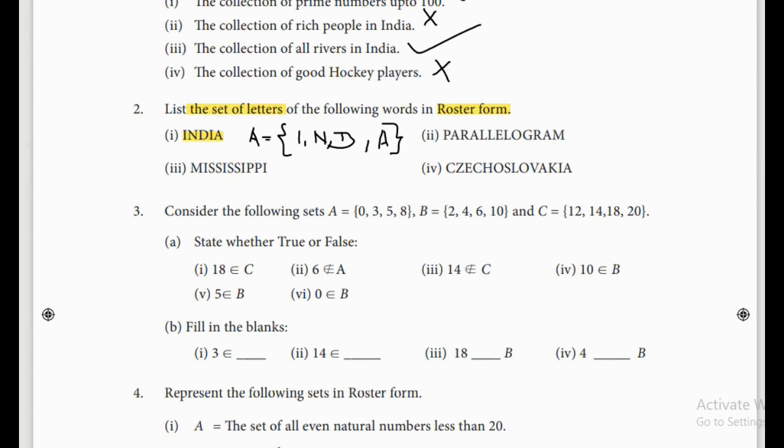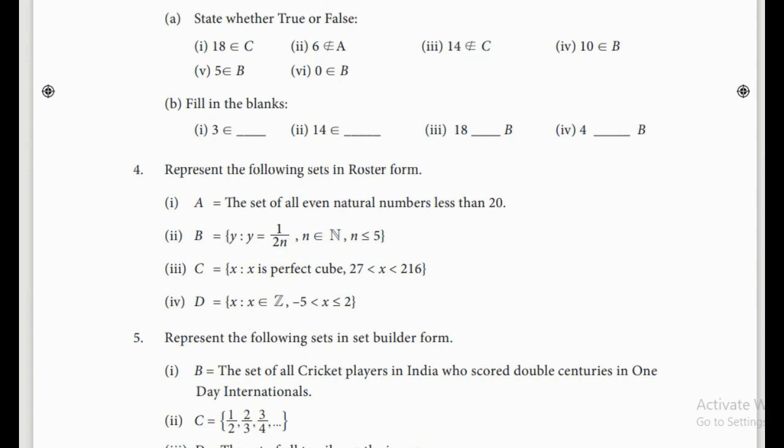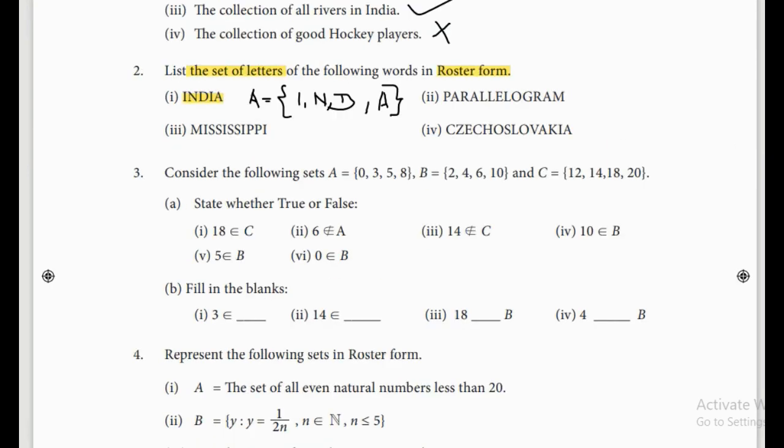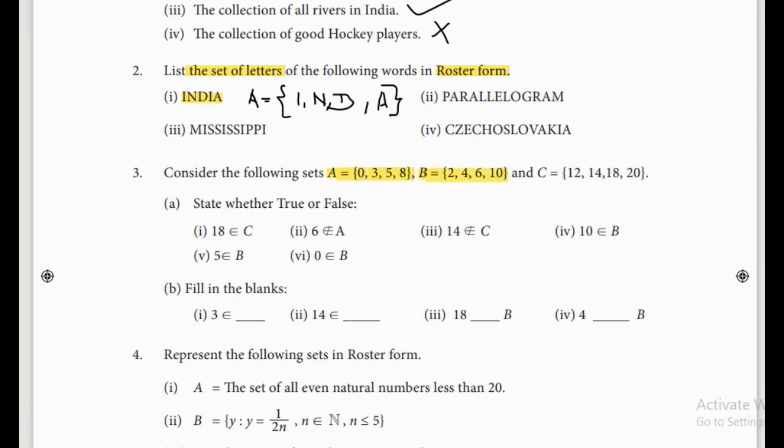Consider the following set A equal to the set of all 0, 1, 2, 1, 3, 5, 8. Then B is given, C is given. Look at the third problem. Consider the following sets. A is given, then B is given and C is given. State whether true or false. They are asking 8 belongs to C.